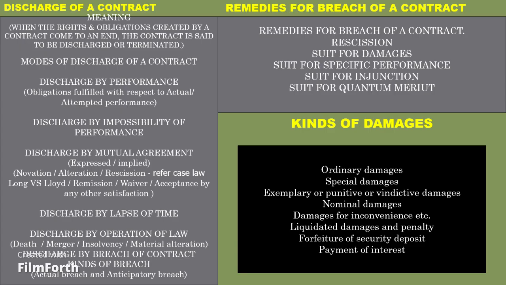Discharge of a contract. Meaning of discharge of a contract. Discharge of contract means termination of contractual relations between the parties to a contract. When the rights and obligations created by a contract come to an end, the contract is said to be discharged or terminated.